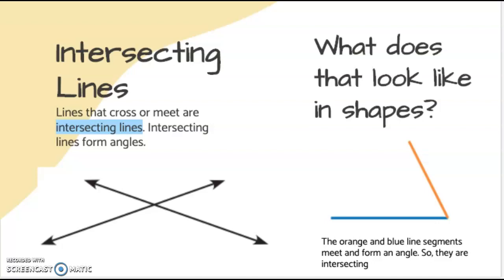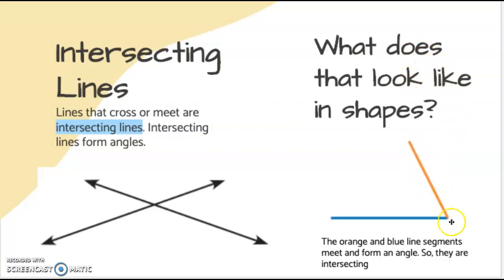Intersecting lines are lines that cross or meet, and they intersect. Intersecting lines can also form angles. So if we look at this picture over here, here's a picture of two lines and this is the point at which they intersect. When lines intersect, they can form angles. Remember, angles are these areas that I'm tracing right now. It's that inside component.